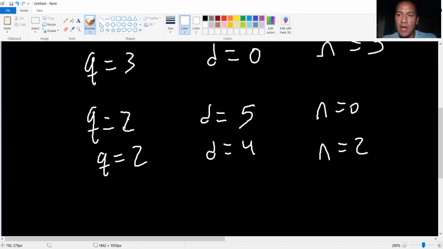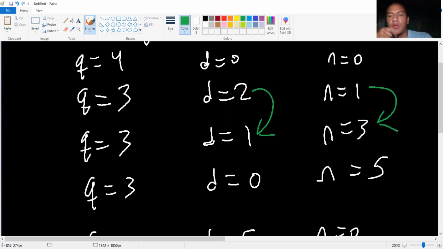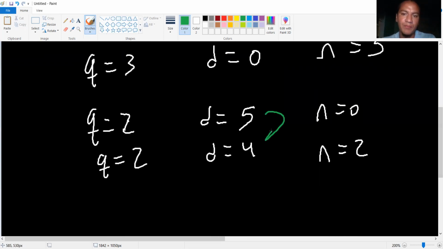But at this point, I noticed something. Every time the dimes decrease by 1, so over here, we decrease by 1, the nickels went up by 2. So it's like they're related. And it's the same thing over here. Dimes went down by 1, nickels went up by 2. And that makes sense because 1 dime is equal to 2 nickels.